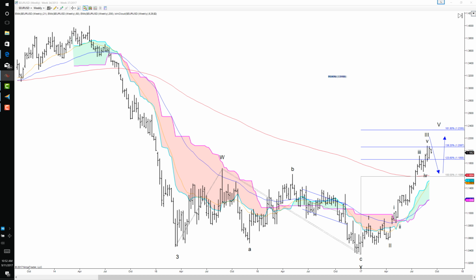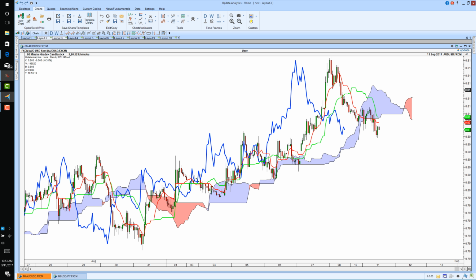So if you don't understand Elliott well enough, just watch the market and either demo it or just wait and see what's going to happen. And it's going to be the same with the pound. I believe in the pound, I see here. This is New Zealand. This is the Aussie.